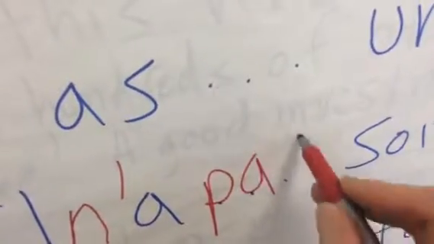So easy. If it's a vowel, I'm simply going to add N apostrophe, and then pa to negate it. So, il n'a pas soif. Elle n'a pas faim. Nous n'avons pas des amis.